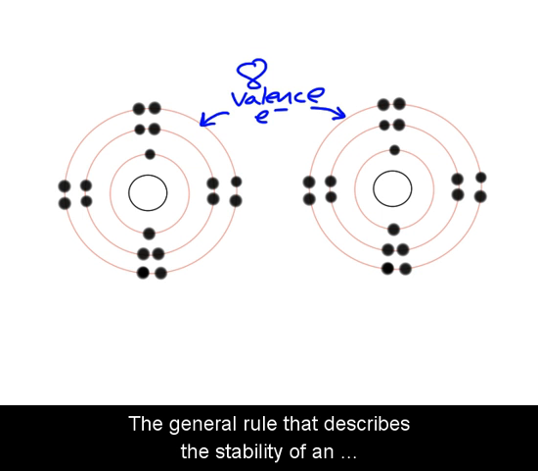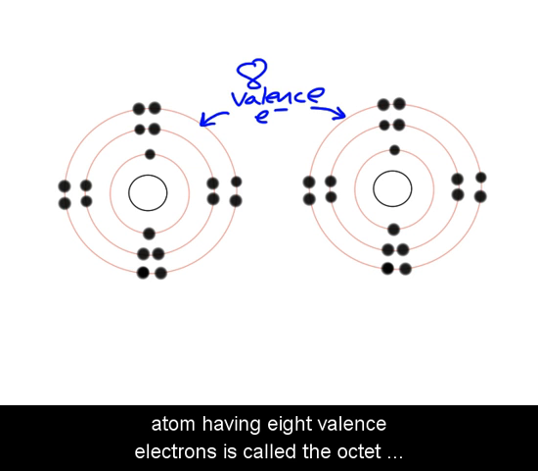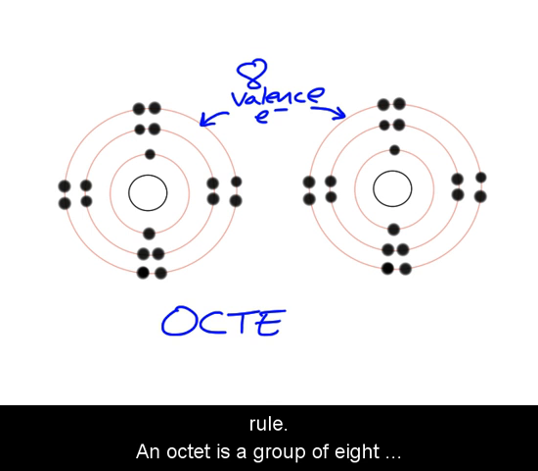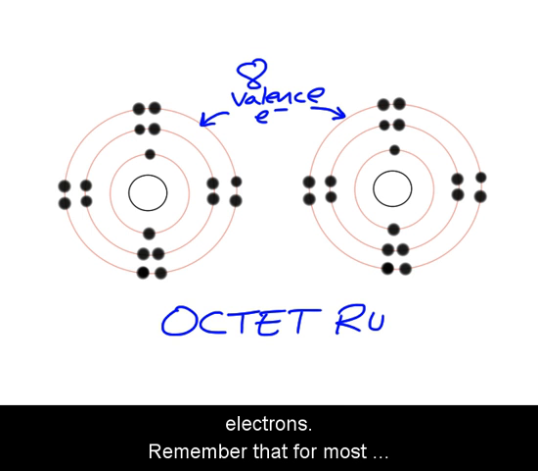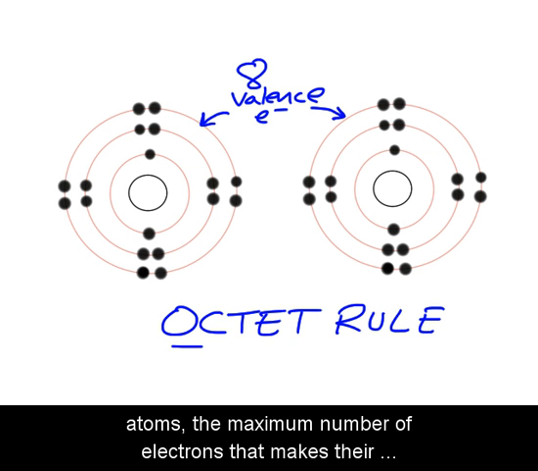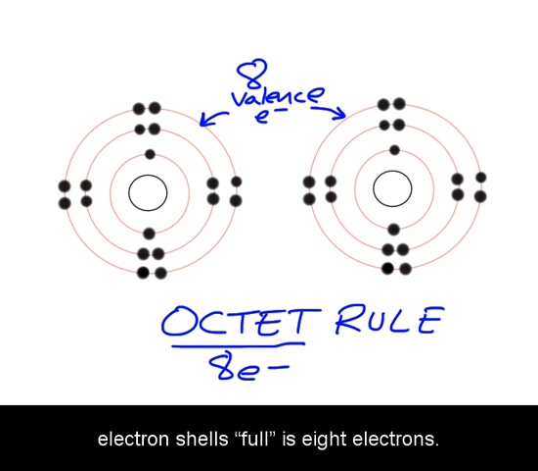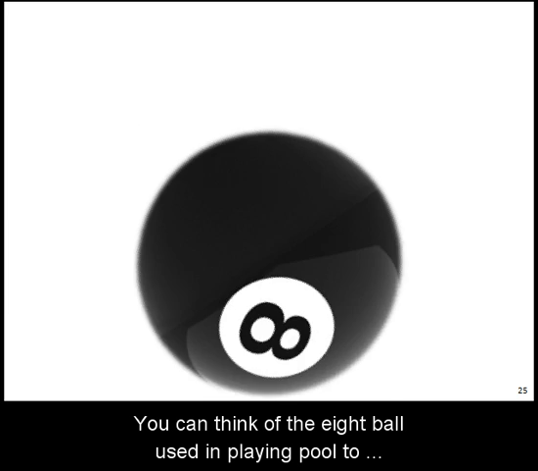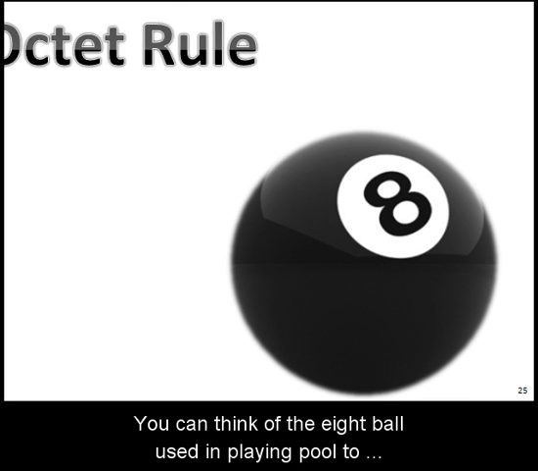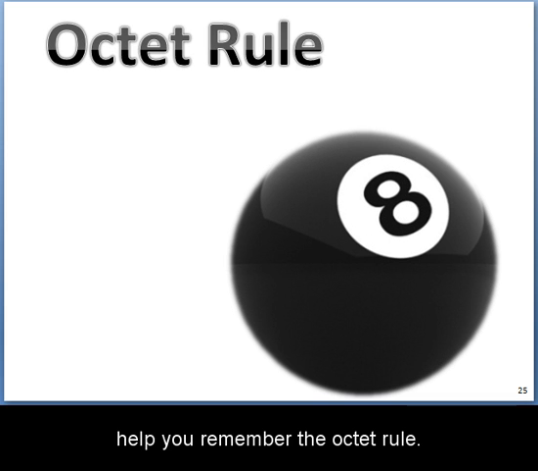The general rule that describes the stability of an atom having 8 valence electrons is called the Octet Rule. An octet is a group of 8 electrons. Remember that for most atoms, the maximum number of electrons that makes their electron shells full is 8 electrons. You can think of the 8-ball used in playing pool to help you remember the Octet Rule.